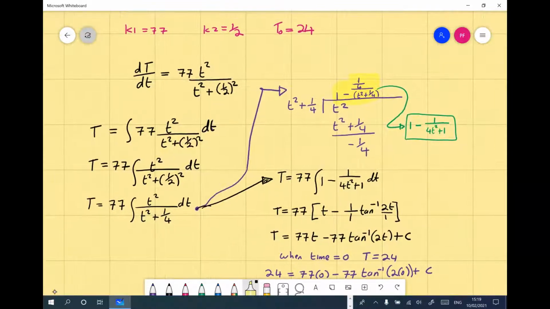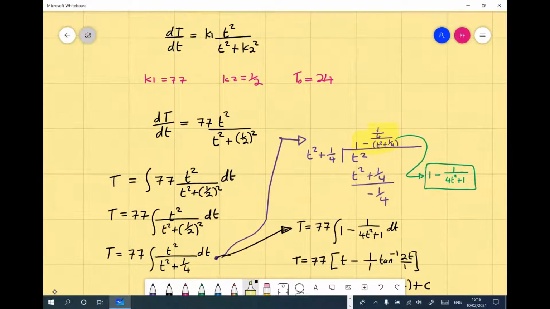Okay, so in the random integral 4 that you sent me, you were given the following expression: the rate of change of temperature with respect to time is equal to k1 times t squared over (t squared plus k2) squared. And you were given a value for k1 and a value for k2, and you were told the initial temperature of the reactor is 24 degrees Celsius. So they want us to find an expression for the temperature, so they want us to finish up with T equals.